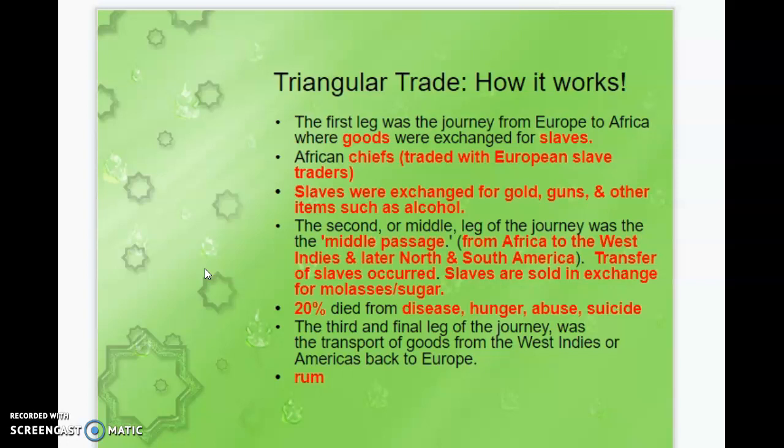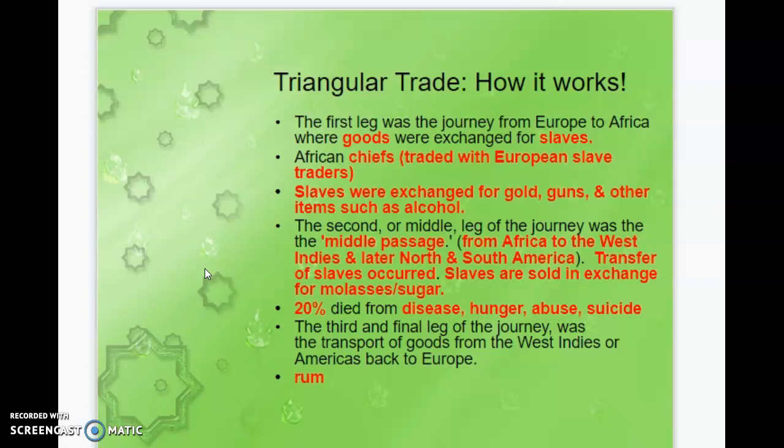The final leg of the journey of this triangular trade was the transporting of goods from the West Indies, or if we're talking about the Americas, those goods will be transported back to Europe. I'm talking about things like cotton, sugar, tobacco. And what happens is, it says here on your little d that that sugar or molasses was taken back to places like England, and it will be processed into rum, which is a form of alcohol. And then the triangular trade process starts over again.